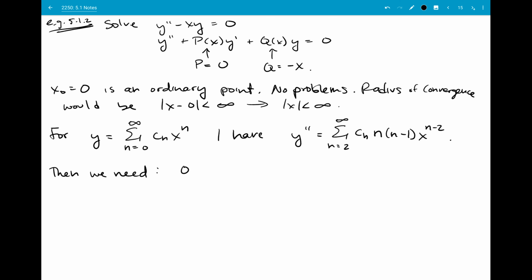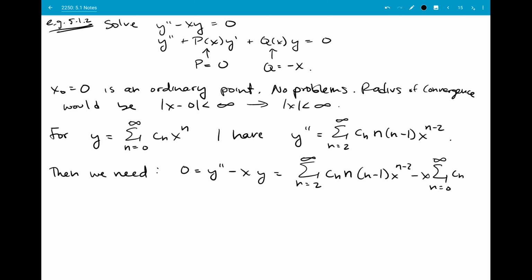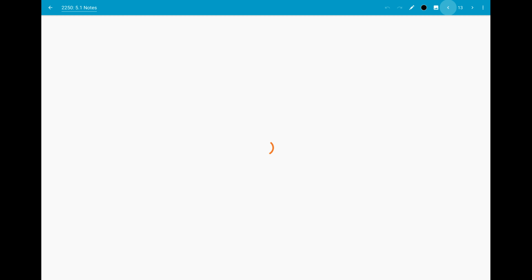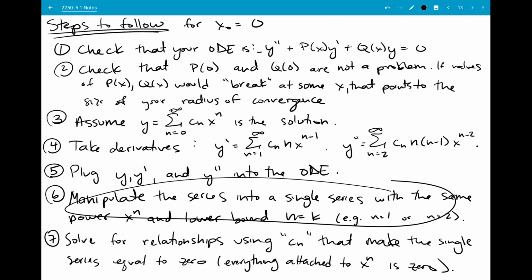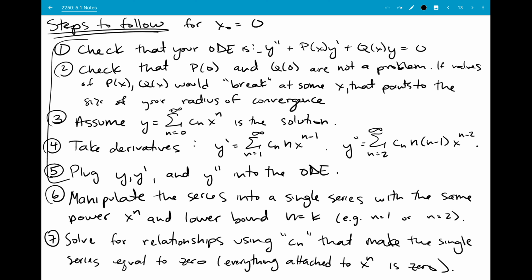And what we need to happen is we need to have 0 equal to y double prime minus xy, which is the sum from n equals 2 to infinity of cn n times n minus 1 x to the n minus 2, minus x times the sum from n equals 0 to infinity of cn x to the n. What I need to do is manipulate the series so that I can solve for my cn values. So I've already done steps 1 through 5 at this point. I checked that everything was okay, I assumed this solution, and I plugged it in.